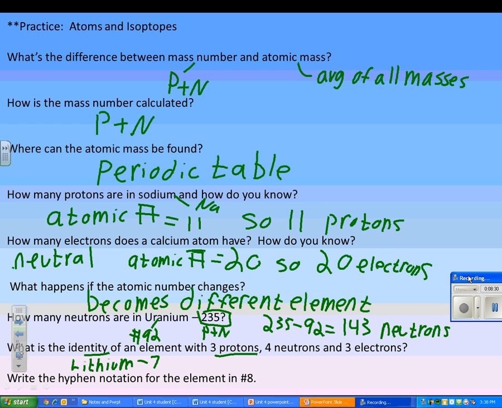So that's hyphen notation, which we just did: lithium 7. You can write ditto as long as you know what you're talking about. Hyphen notation is element hyphen mass number. So I'll write that down here if you want. Element hyphen mass number. Okay, there we go. That's all we got.